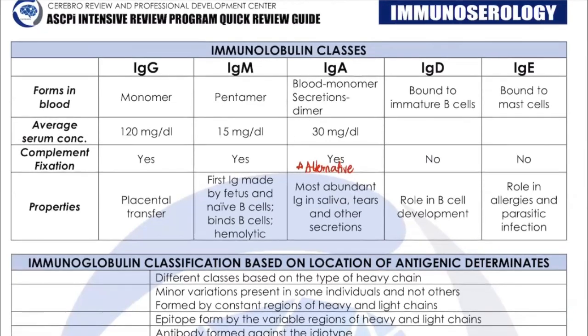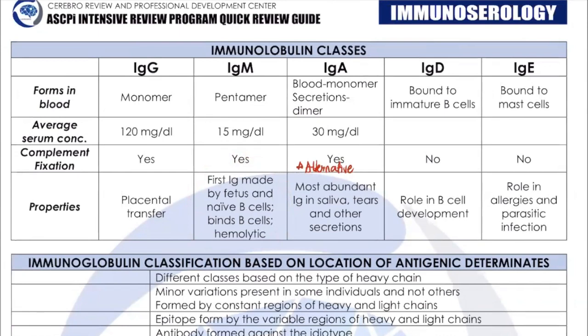Then, notable properties ng ating mga immunoglobulin, yung IgG, of course, it is the only immunoglobulin that could cross the placenta. Yung IgM natin is the first immunoglobulin made by a developing fetus and naive B cells. Remember, di ba, na yung IgM natin is the first surface immunoglobulin. Okay? It binds B cells and it is also hemolytic, yung ating IgM.